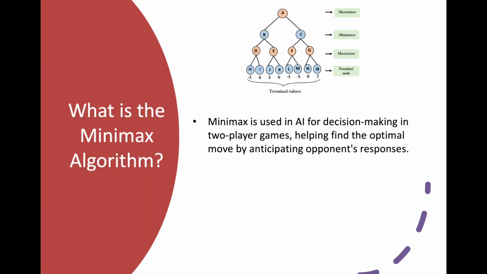What is Minimax? Minimax is designed for two-player games where each player has opposing goals. We have a maximizer and a minimizer. The maximizer wants to get the highest score possible, while the minimizer tries to reduce that score as much as possible. The algorithm plays out all possible moves in a game, thinking ahead, almost like imagining future moves and counter moves.